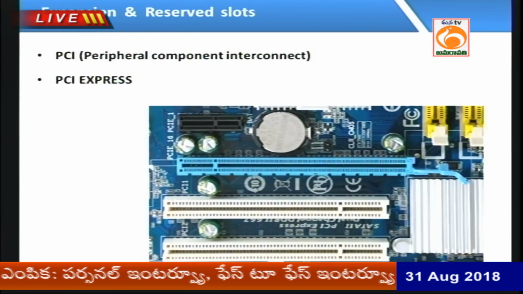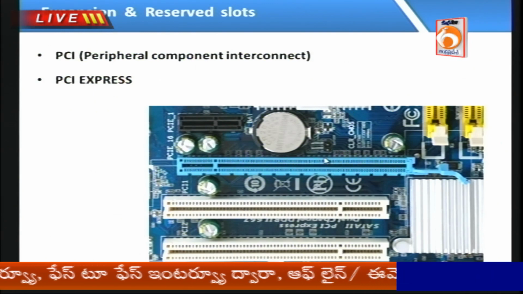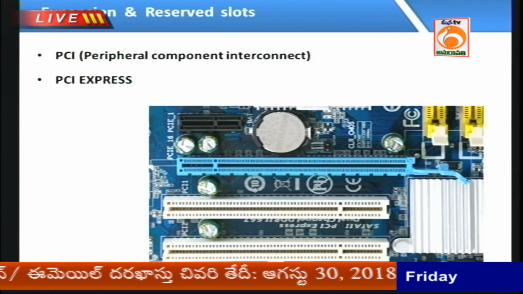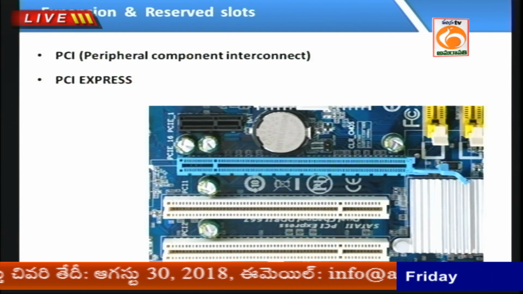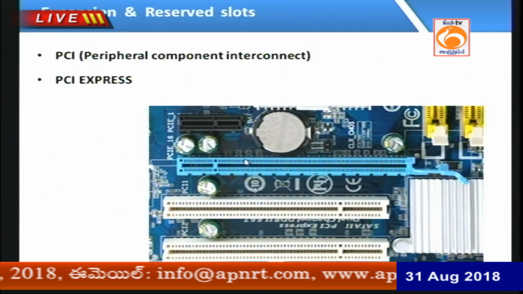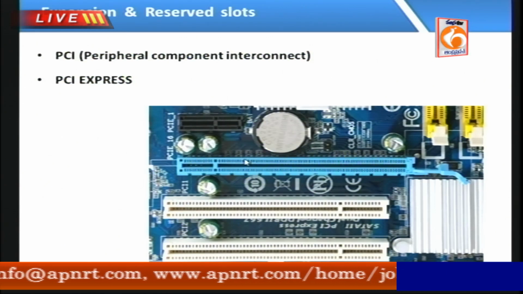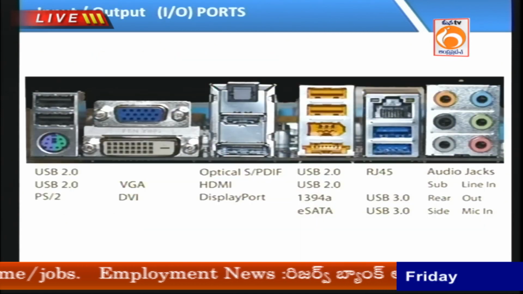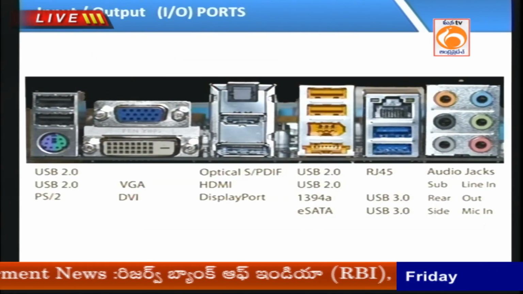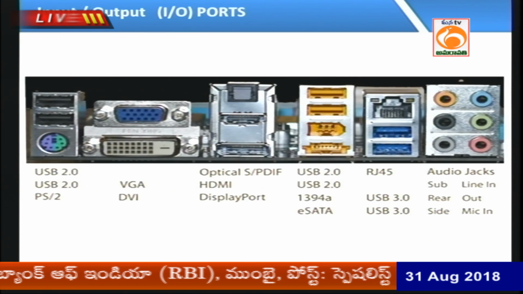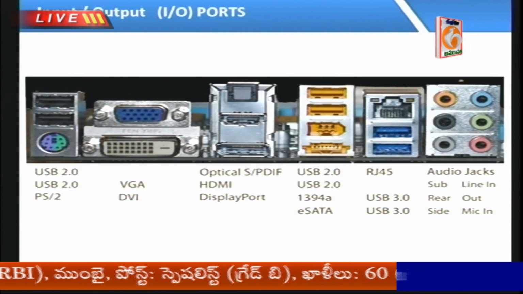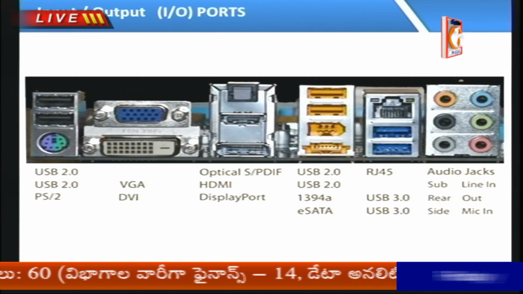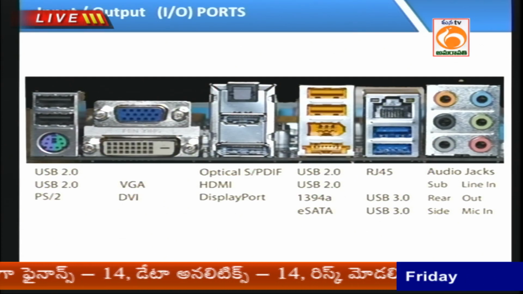On the screen you can identify two types of slots. These white color slots are generally called PCI cards, and the blue color slot is generally called PCI Express. These are the expansion slots, one component of the motherboard. Let us go through one more component of the motherboard, that is input output ports. A normal computer motherboard contains n number of input output ports. Under that, the first is USB 2.0.